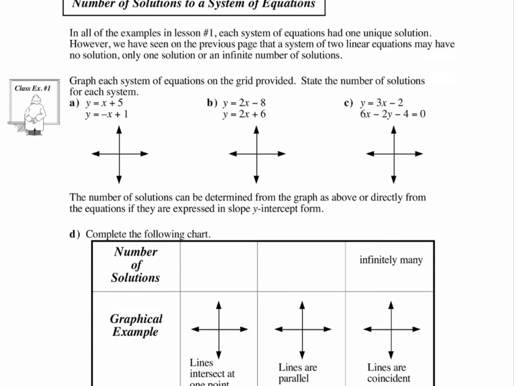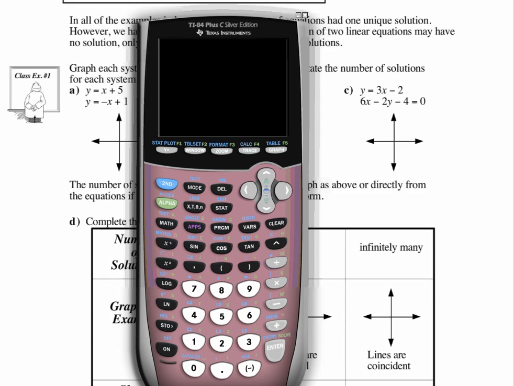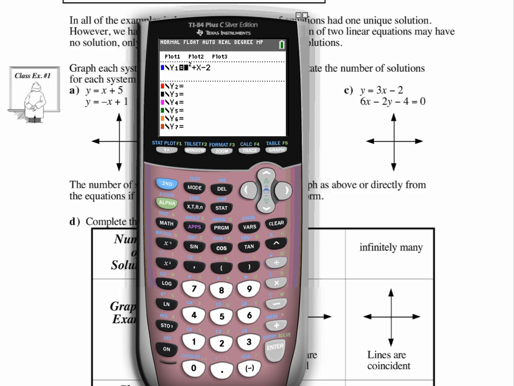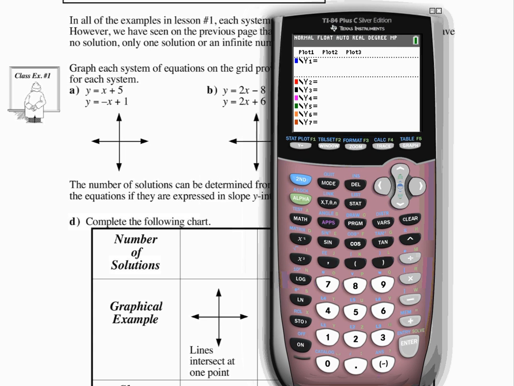Calculators. And go to y equals, clear what's there. Type in these two equations. So x plus 5 and negative x plus 1. Okay? X plus 5 and negative x plus 1.